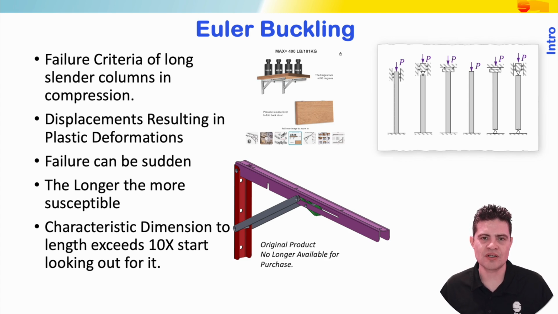When you have a member that exceeds a length to critical dimension (width or thickness) ratio of more than 5 and it's in compression, you should consider Euler buckling.